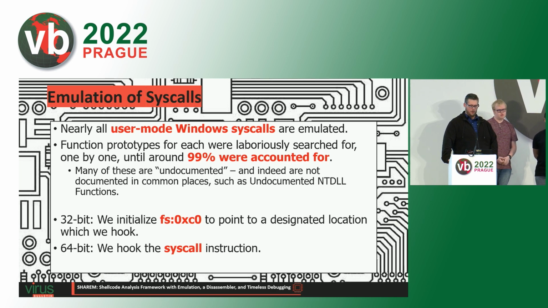But we do have them, and they are supported. And so what we will do is we will initialize fsc0 to point to a special location in memory. And so if the shellcode attempts to go to that location, we can then intercept it and then do our syscall magic. 64-bit is a little bit different, so we'll actually hook the syscall instruction.